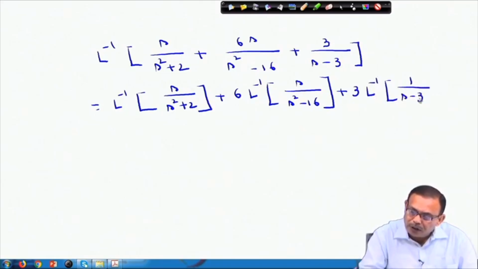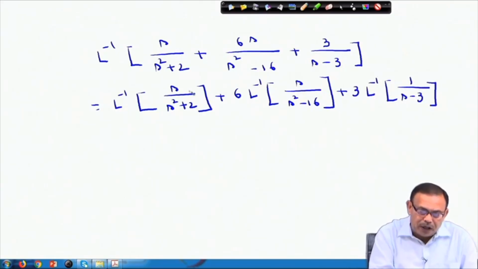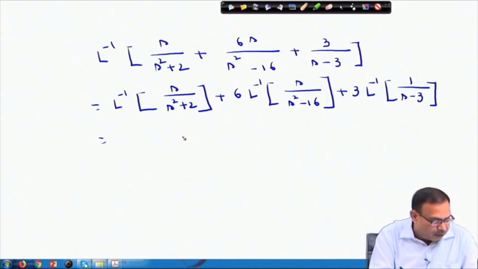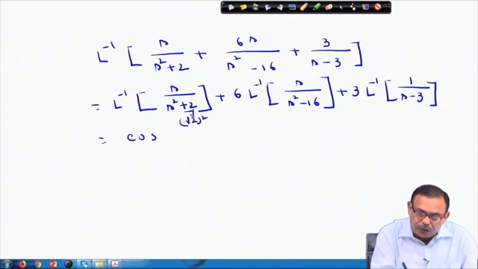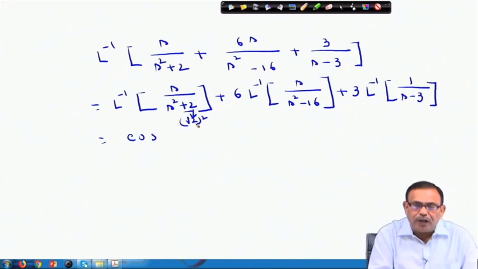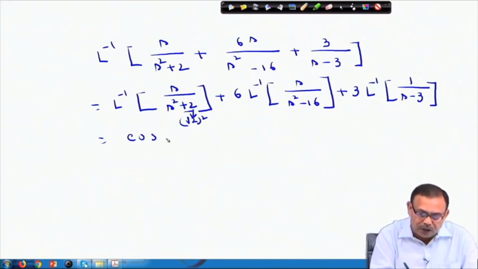Now, please recall, s by s square plus 2 is the Laplace transform of which function? You know it very well. The 2 in s square plus 2, you can write as root 2 whole square. So s by s square plus a square is the Laplace transform of the function cos a t. Therefore, Laplace inverse of s by s square plus a square, here, is cos of root 2 t.